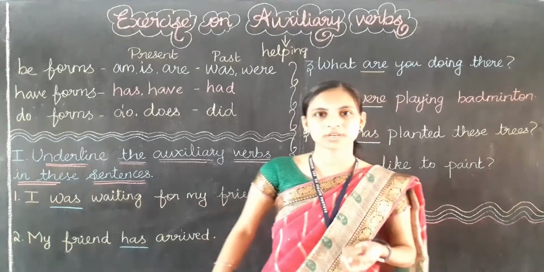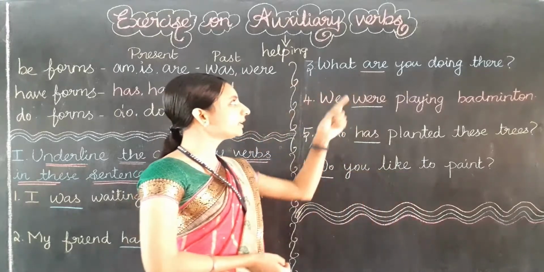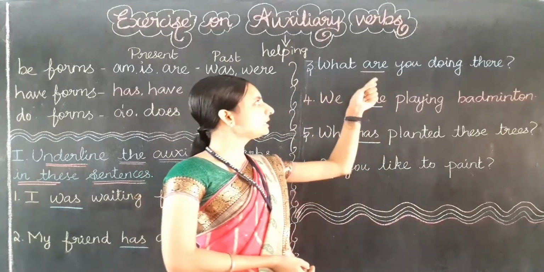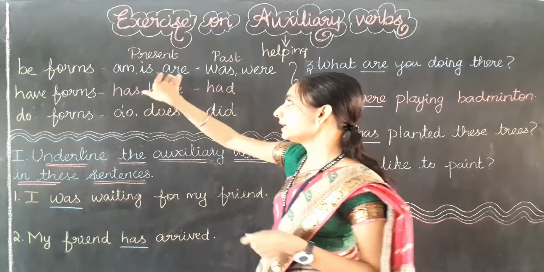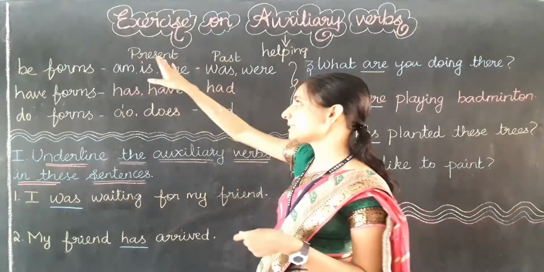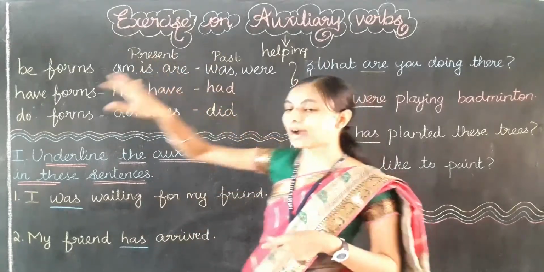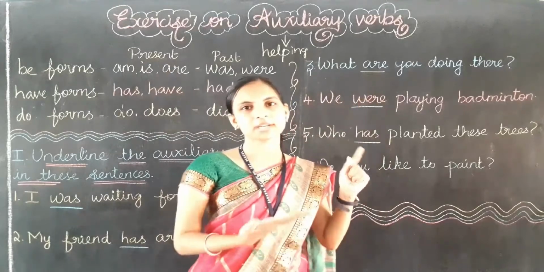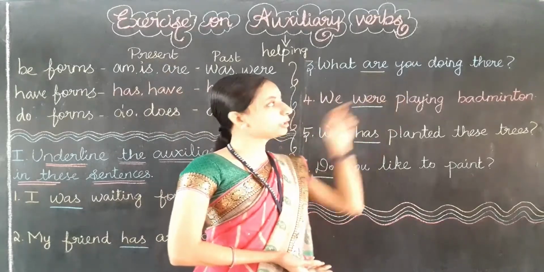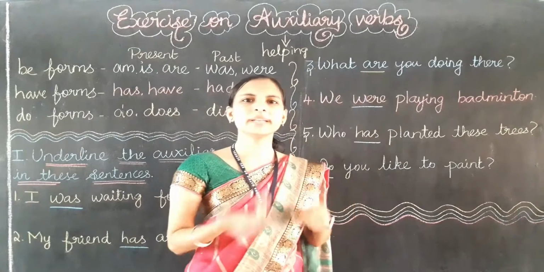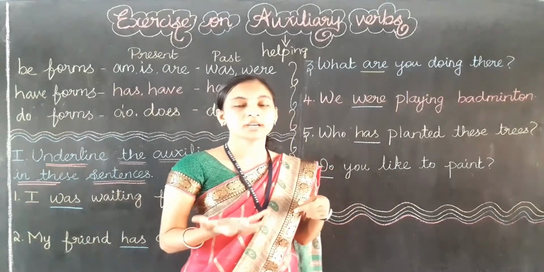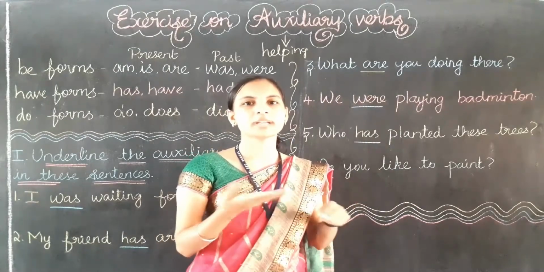So let's learn about the third one. What are you doing? Here the auxiliary verb are is a present time or past time? Yes, it is a present time verb. So are talks about the present time, the action happening now only. What are you doing there means நீ அங்க என்ன பண்ணிட்டு இருக்க? Okay, so here it talks about the present time only, what is happening now.